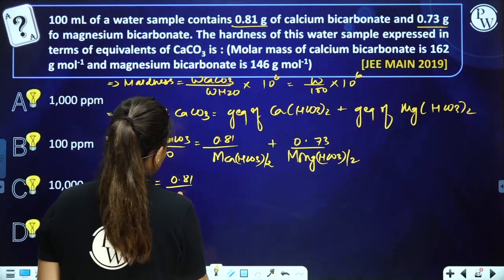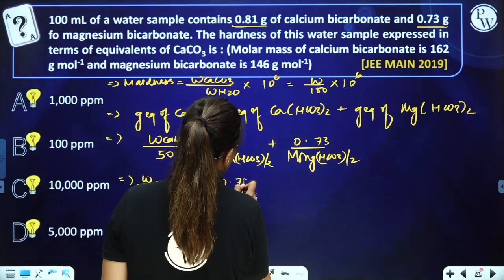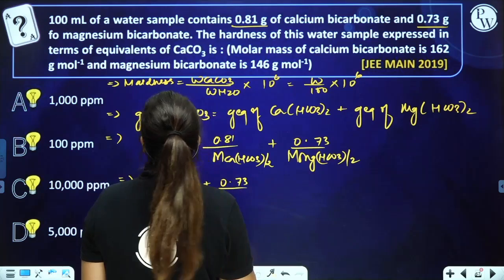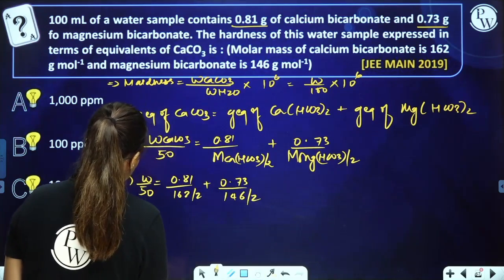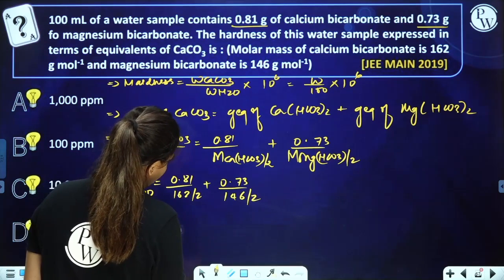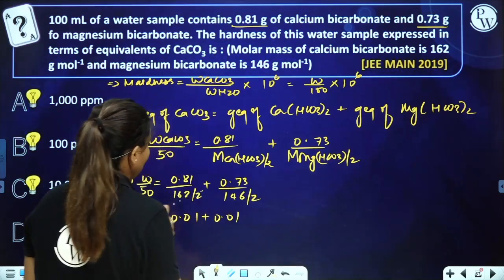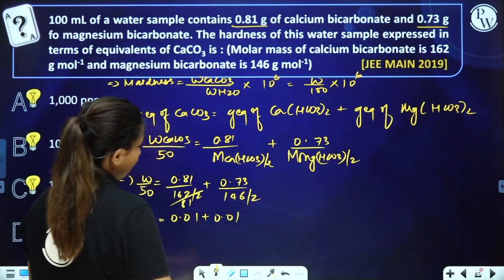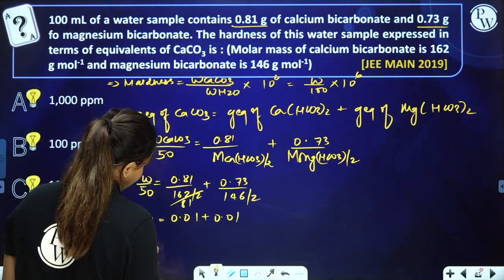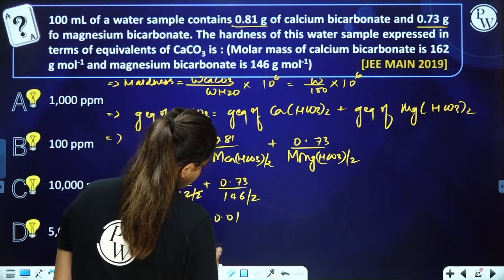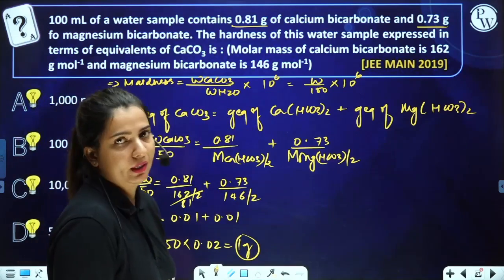It is given as 162 divided by 2 plus 0.73. It will be 146 divided by 2. So weight divided by 50 is coming out to be 0.01, because when you cut this, you will get the 81. Okay, so this will be cancelled, 0.01. So weight will be 50 into 0.02, that will be equal to 1 gram.